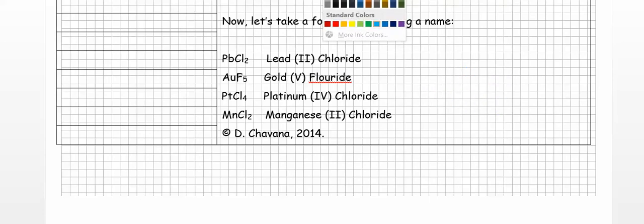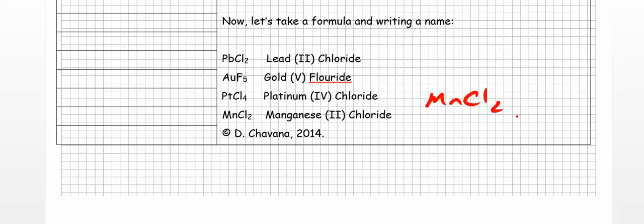Let's do one more. This time we've got manganese and then chlorine, right? So manganese is going to have some charge. We don't know what it is yet, but what we're going to do is write the formula first of all, and we're going to try to determine from the formula what that charge is. Remember, this 2 came from here. So this was a +2.